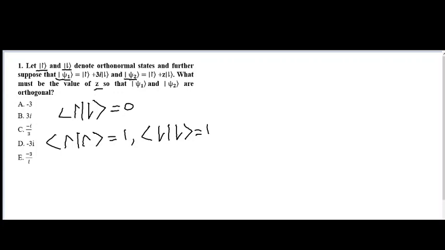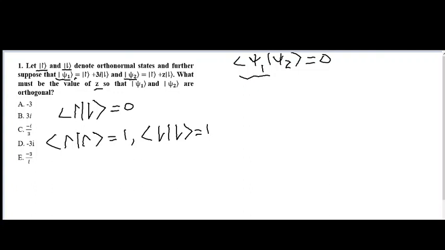And we have to calculate the value of z so that psi1 and psi2 are orthogonal. Two states are said to be orthogonal if their inner product is equal to 0. That is, if we take the inner product of psi1 and psi2, we will get 0. And here we have psi1 in the form of a bra vector, whereas in the statement psi1 is given in the form of ket vector.